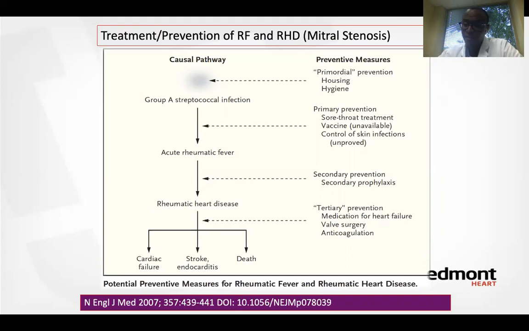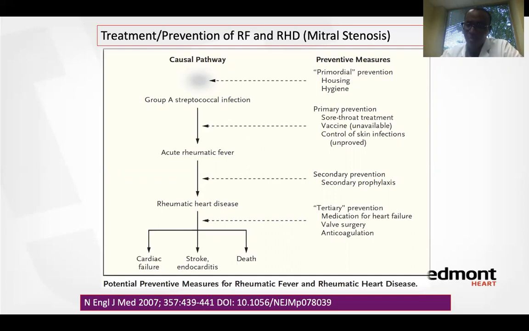And if that is not caught there, patients may have acute rheumatic fever, and now that will be secondary prevention, but it's still very important that we make sure patients are well treated so they do not develop valvulopathies. Rheumatic heart disease may finally develop if we miss all these three stages of prevention. Of course, then the patients have mitral stenosis or mitral regurgitation.